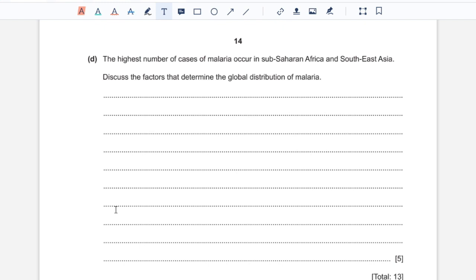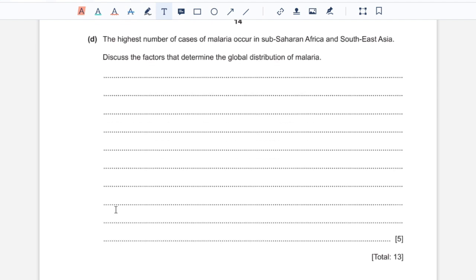The highest number of cases of malaria occur in sub-Saharan Africa and Southeast Asia. Discuss the factors that determine the global distribution of malaria. A number of factors come into play in this answer. Warm and humid regions are favorable living conditions for Anopheles. Also, water bodies in such regions can provide breeding grounds for the mosquitoes that act as vectors.